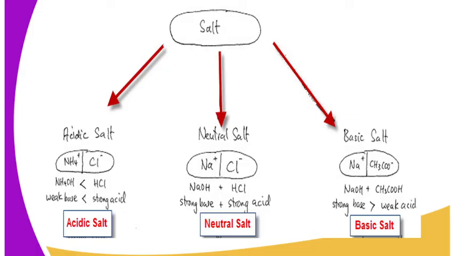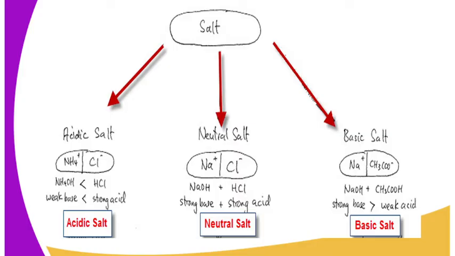What is an acidic salt? These are salts that contain a replaceable hydrogen atom. Examples are sodium hydrogen carbonate, ammonium chloride, potassium hydrogen sulfate, and sodium dihydrogen phosphate. They have acidic properties due to the presence of replaceable hydrogen atoms.